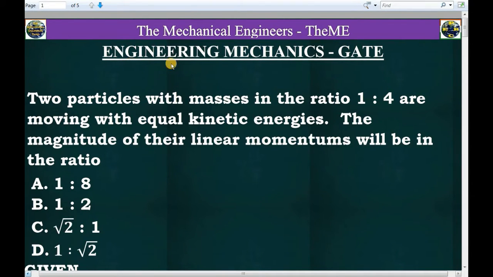Today's topic is engineering mechanics. So in engineering mechanics, I will be explaining the solving methods of a GATE numerical problem.